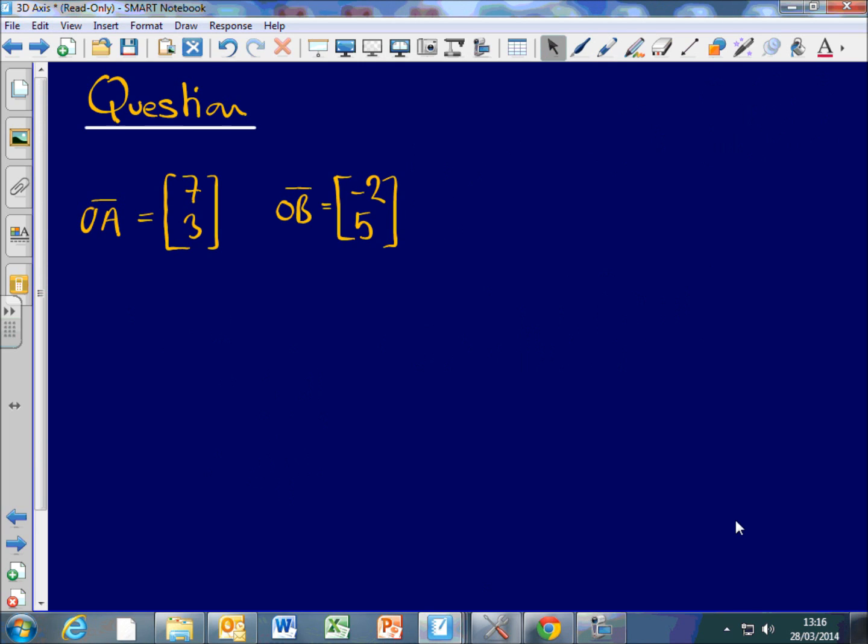So we have two vectors, O to A, 7, 3, and O to B, minus 2, 5. First thing I'd like you to do is see if you can just draw them. Now these are called position vectors. Why are these position vectors compared to the other ones? Let's start from origin. O is always 0, 0, so it's going O to A. See if you can draw them first, and then we'll ask some questions about them.